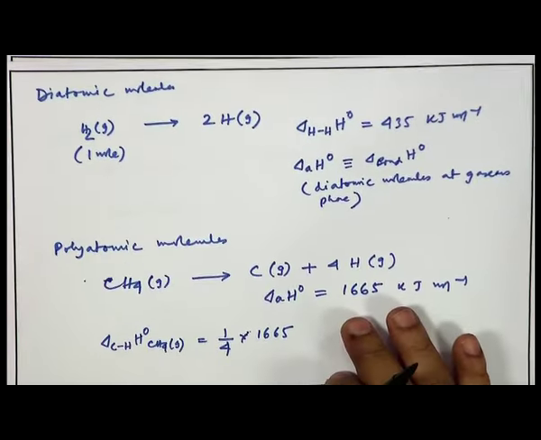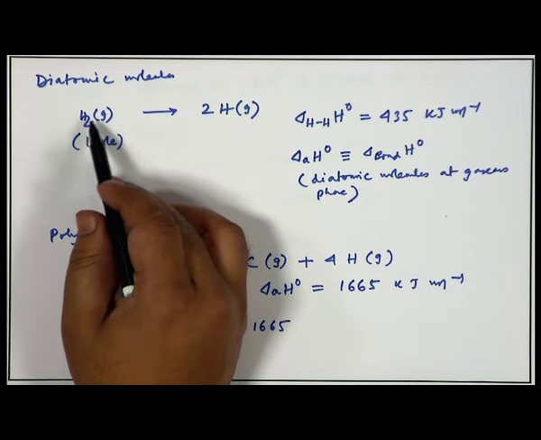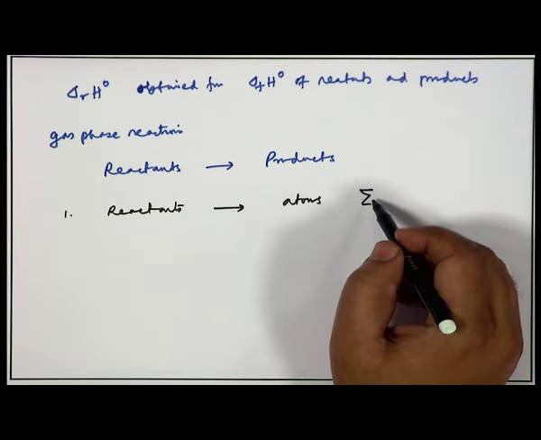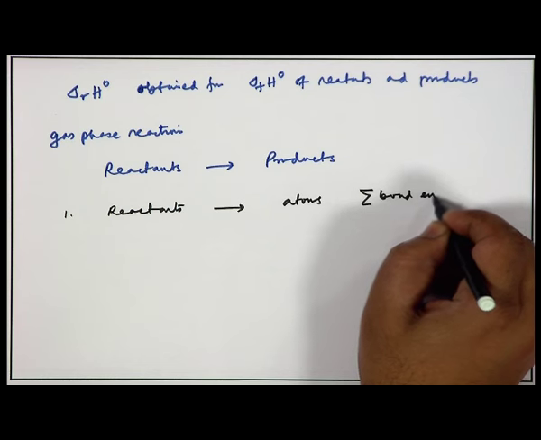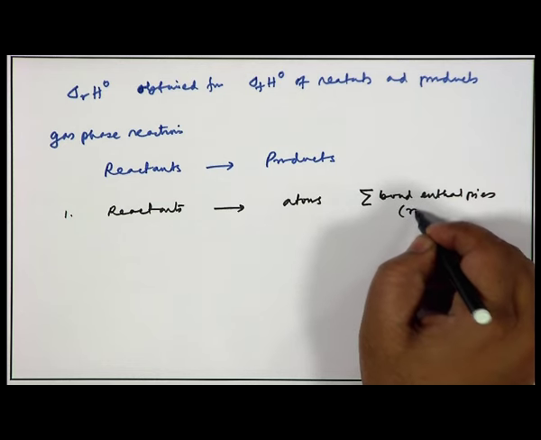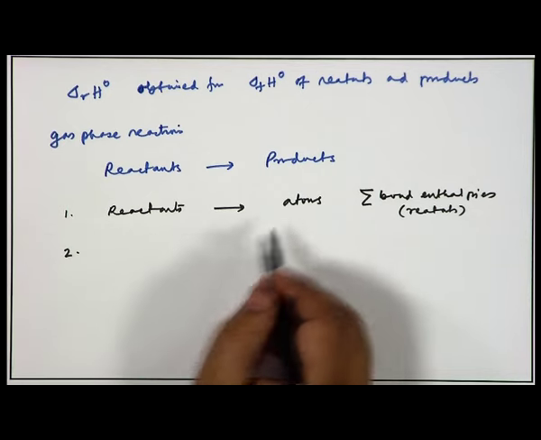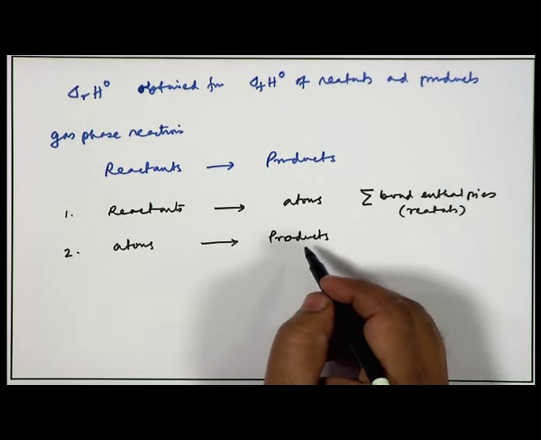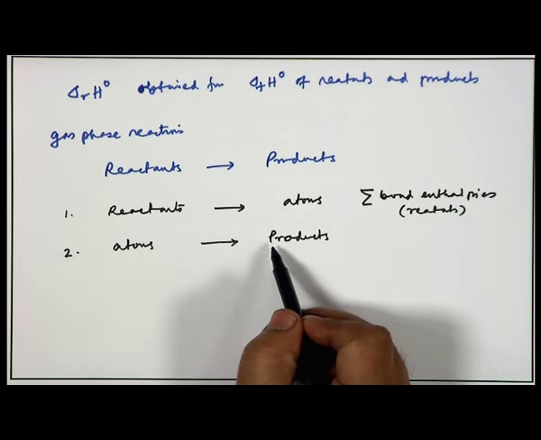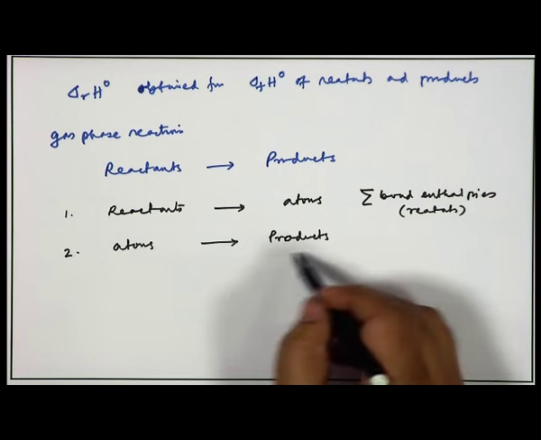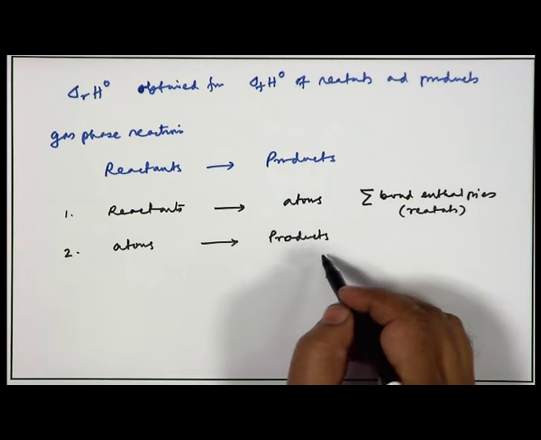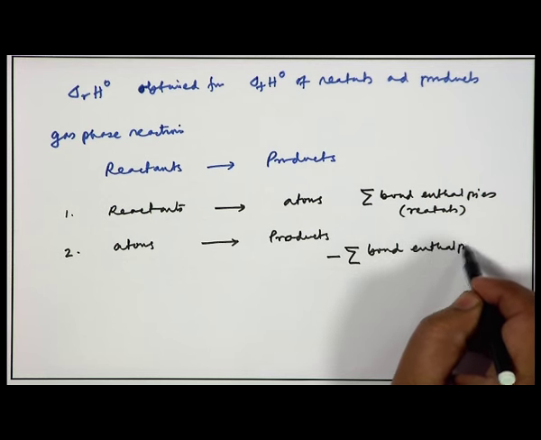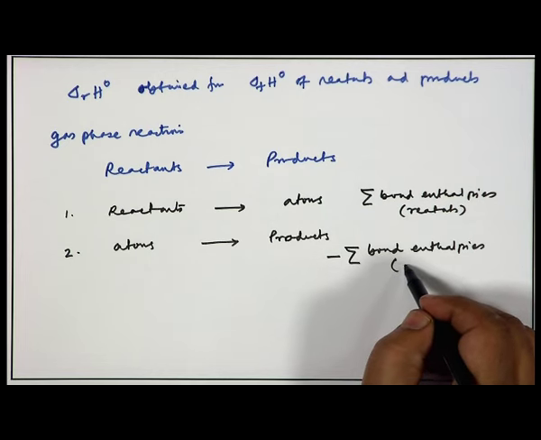So, if you look at the bond dissociation enthalpies, a molecule is broken into gas phase products. So, in this case, we can write this as the summation of bond enthalpies of the reactants. Now, we can take these same atoms in gas phase and make products from them. In this case, it is the reverse of bond dissociation enthalpies. So, the standard enthalpy of reaction would be the reverse, so the negative of the summation of bond enthalpies of the products.